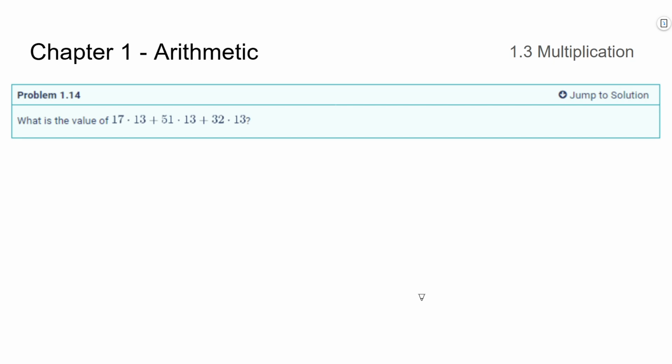All right, what is the value of 17 times 13 plus 51 times 13 plus 32 times 13? Same deal as before. They're just an extra term, but we do see that we have a 13 here, a 13 here, and a 13 here. So go ahead and try to use the reversing of the distributive property once again here.